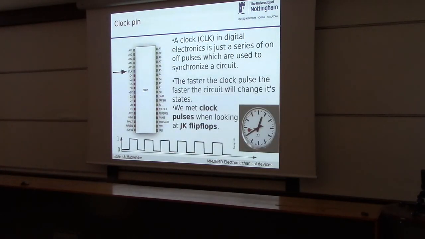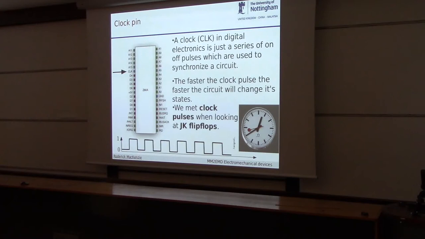So the other pin we can look at is a clock. Now, we've done clocks before. We had various types of circuit where we applied a clock, and things happened on clock pulses. Well, this whole CPU is basically a load of logic, and it needs a clock to synchronize its operations. And the clock is literally a series of 10101010 that just synchronize everything and make sure everything happens in a nice, staggered, staged way. And we looked at these in JK flip-flops.